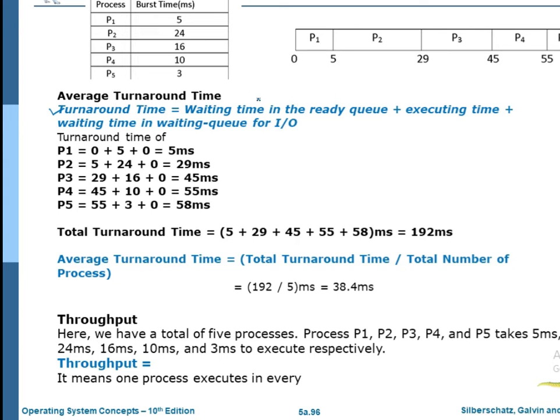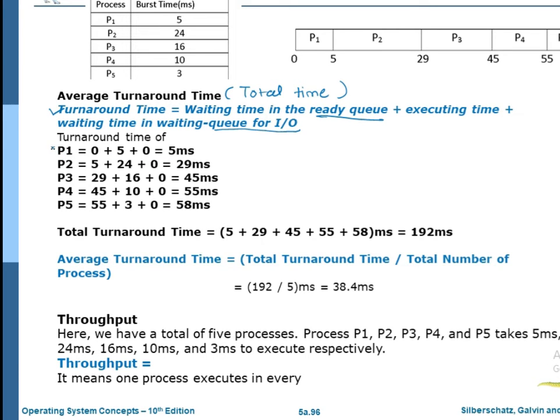So turnaround time is nothing but the total time a process spent in the system. Obviously it is a sum of waiting times and executing time. Waiting time can be in the ready queue or for any IO devices, plus executing time. So this is the formula of turnaround time. So we will calculate the turnaround time of each process. Here I have already calculated.